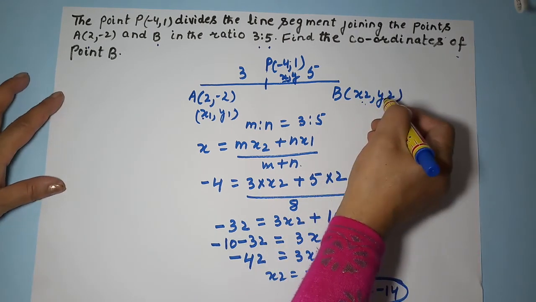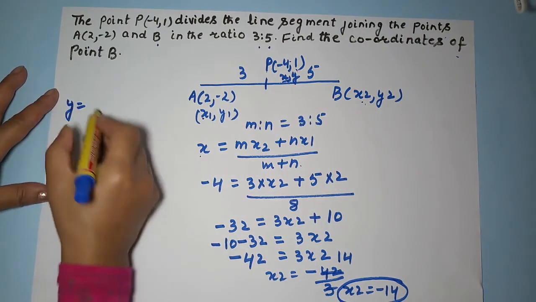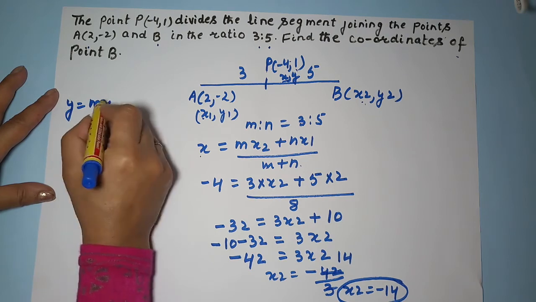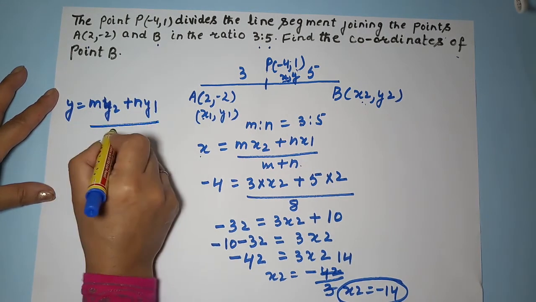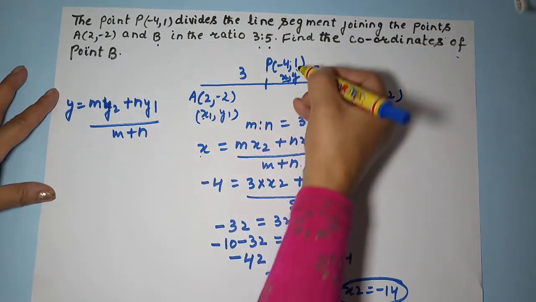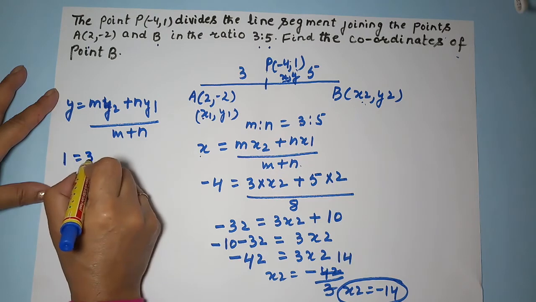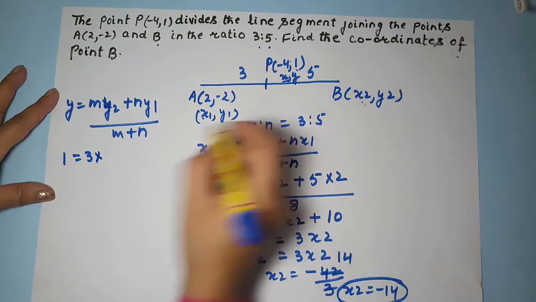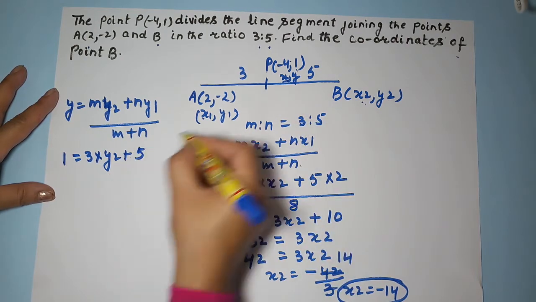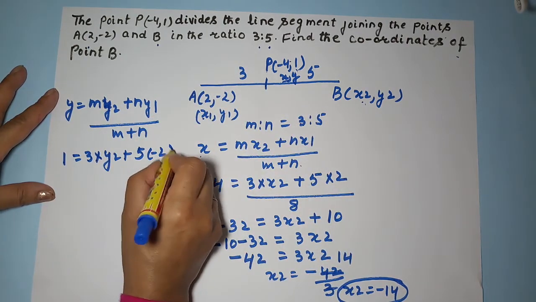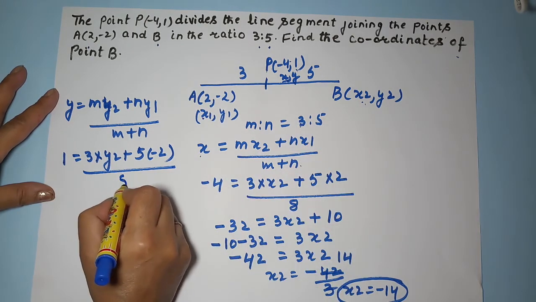In the similar manner, I will write the y coordinate here. What is y coordinate? (m y2 plus n y1) upon (m plus n). Y is given to me, that is 1. M I have as 3. Y2 I don't have. N I have 5. Y1 I have minus 2. Divided by m plus n, which is 3 plus 5, and that is 8.